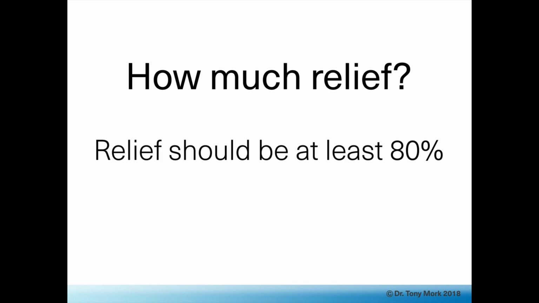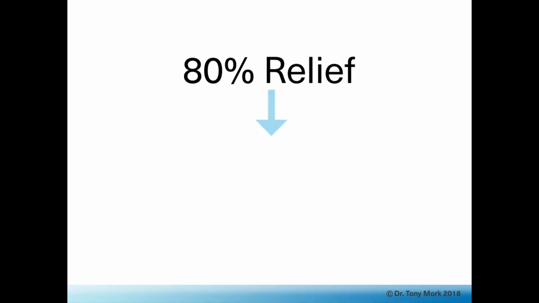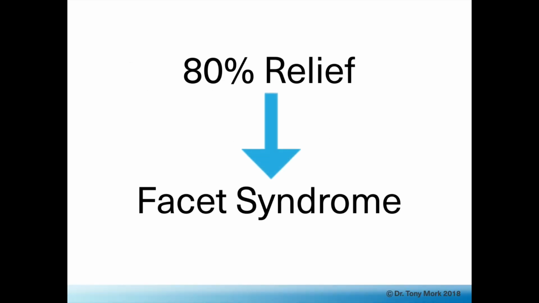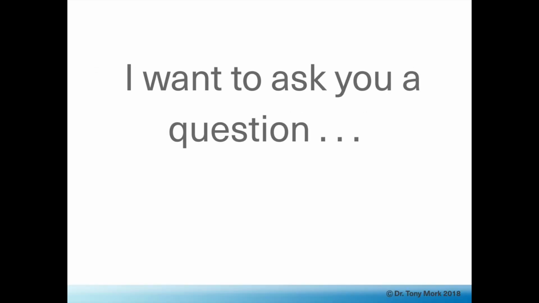So how much relief should you expect? I think that you should get at least 80% relief, which then confirms the diagnosis of the neck pain being related to the facet joints. If you have 80% relief, I think that you can confirm the fact that you have facet syndrome of the cervical spine.